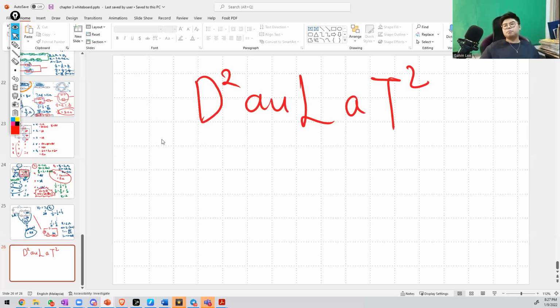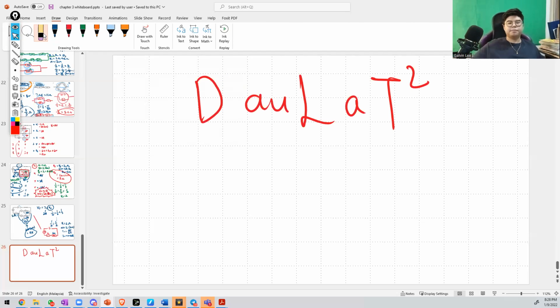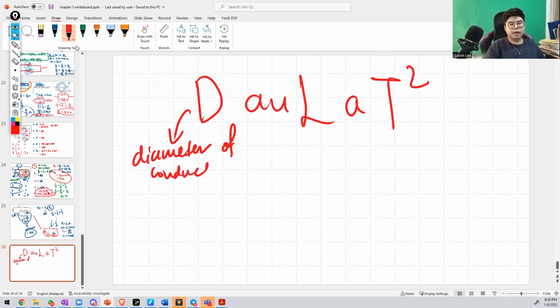Dowlat. 4 factors. I don't know how many of you remember. Dowlat. Actually, not two D's, only one D. Dowlat. Okay. 4 factors. First factor, diameter of a wire. Nowadays, you call it the cross-sectional area of a wire.